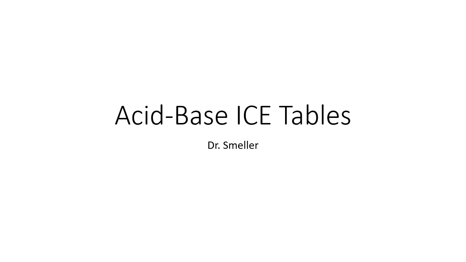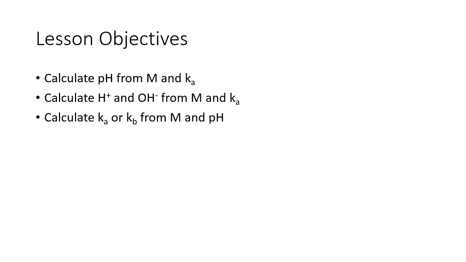So let's talk about acid and base ICE tables. These are going to work with the definitions that we already have in order to fill them in. We're going to calculate pH from molarity and Ka. We'll calculate H+ and OH- from molarity and Ka. And we'll calculate Ka or Kb from molarity and pH. You can also do it with pOH.